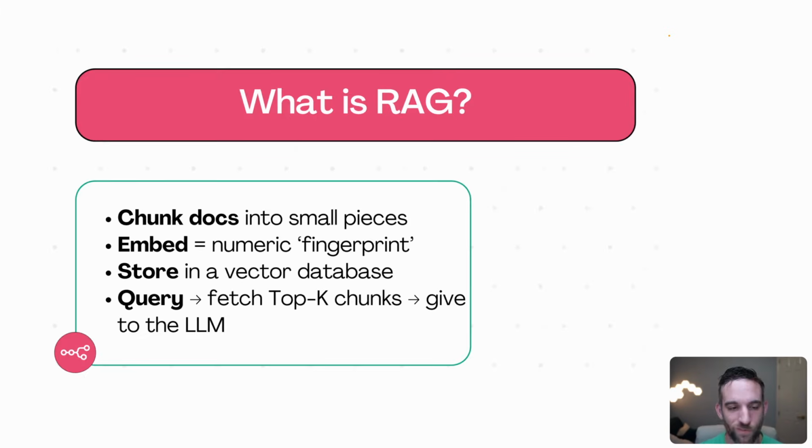So what is RAG? Well, RAG is like when we chunk documents into smaller pieces. Okay, then when we say we want to embed something, this is when we're basically giving those smaller pieces a numeric fingerprint, and we store these in a vector database, not a SQL database. Well, it's not the same as a SQL database. When we say vector database, we're storing these as vectors, a numeric value.